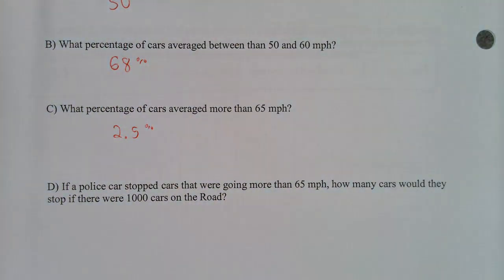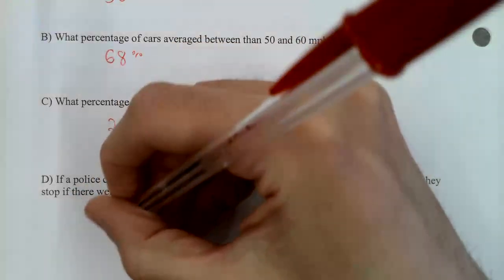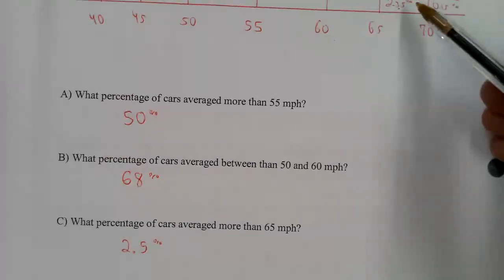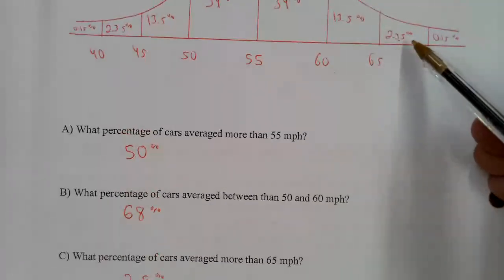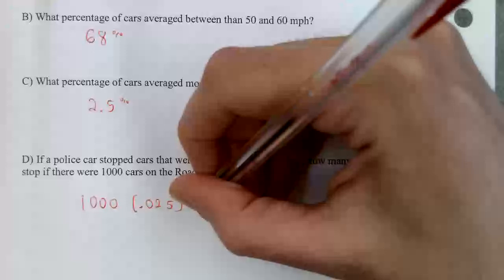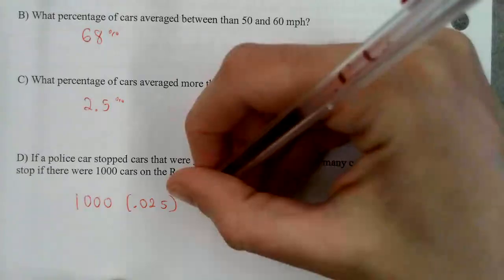If a police car stopped cars that were going more than 65 miles per hour, how many cars would they stop if there were 1,000 cars on the road? So we're going to do 1,000 times what percent is more than 65 miles per hour? Well, we just talked about that in part C, but in case you forgot, I'm adding up these two sections at the end. That gives me 2.5%. Divide that by 100 to get a decimal of 0.025. And you're going to do 1,000 times 0.025. It'll be about 25 cars.